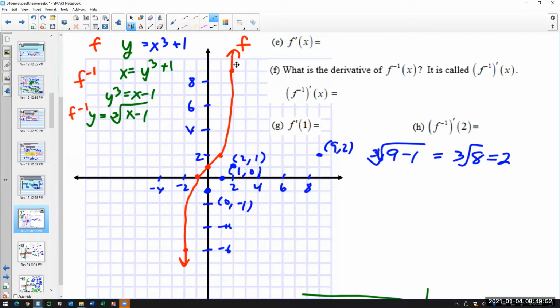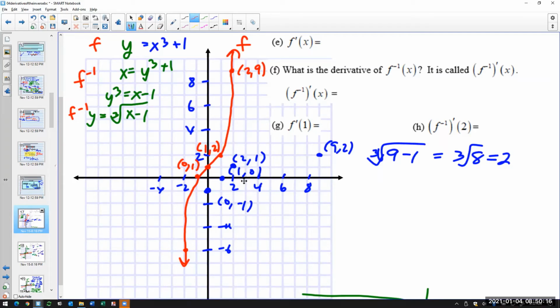Okay, so let's look at points. This red point up here, do you remember this point? Wasn't that 2, 9? And wasn't this point right here 1, 2? And this point here, wasn't that 0, 1? And remember, inverses have corresponding points, right? So if I have a 2, 9, then I have a 9, 2. If I have a 1, 2, then I have a 2, 1.